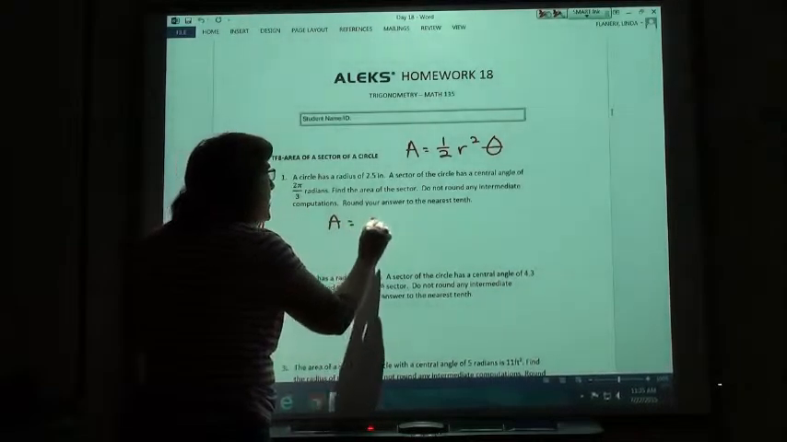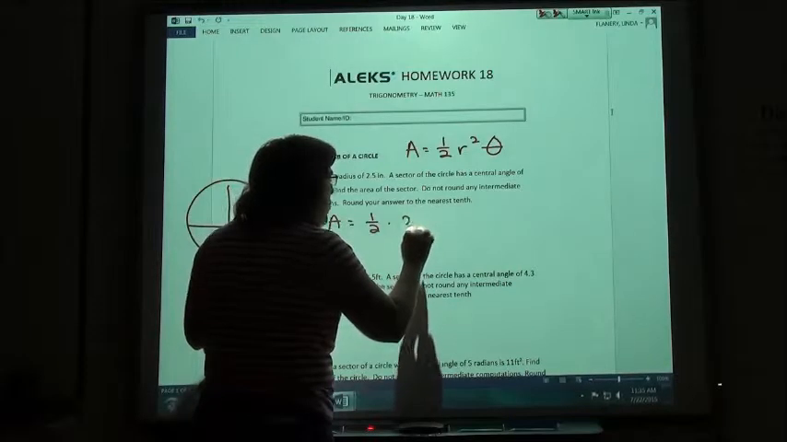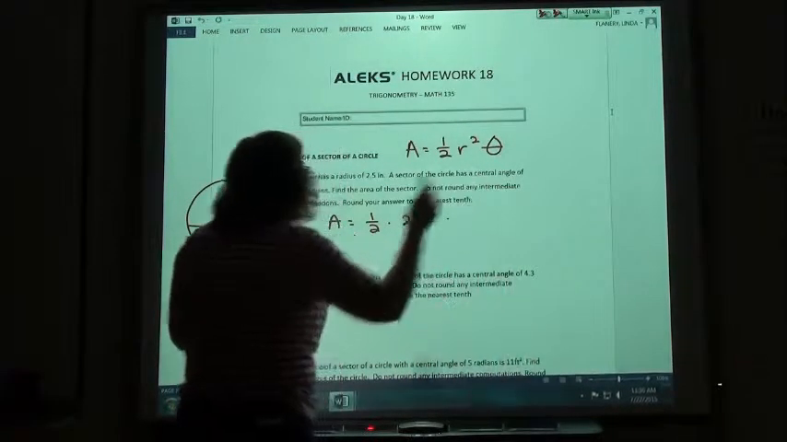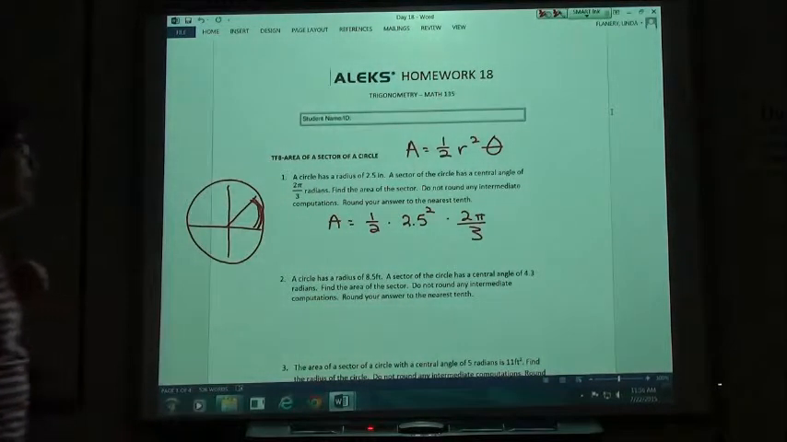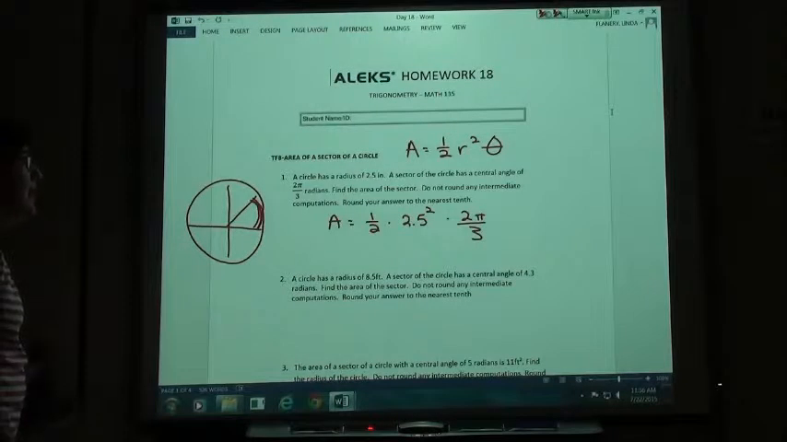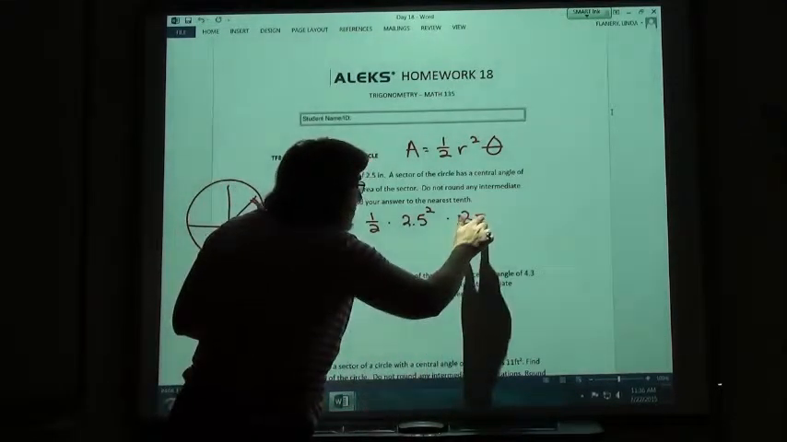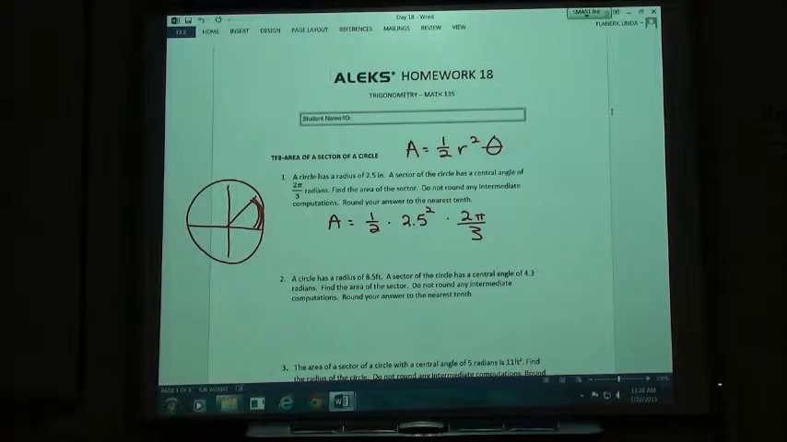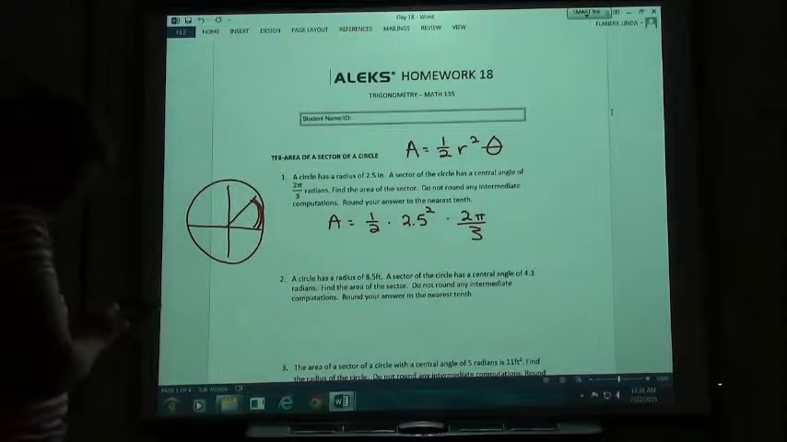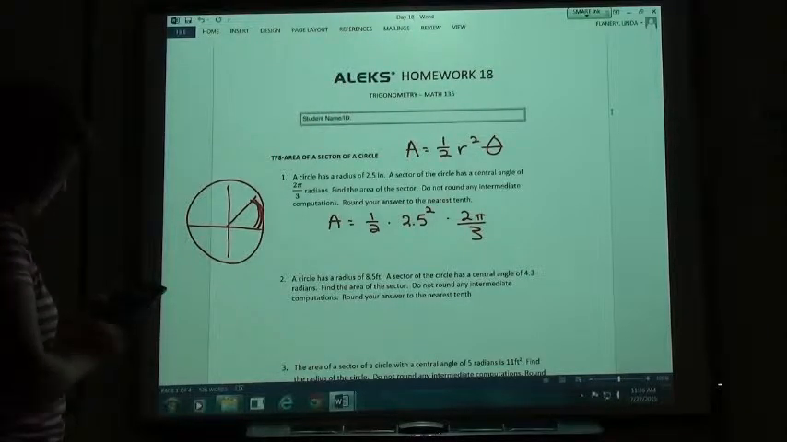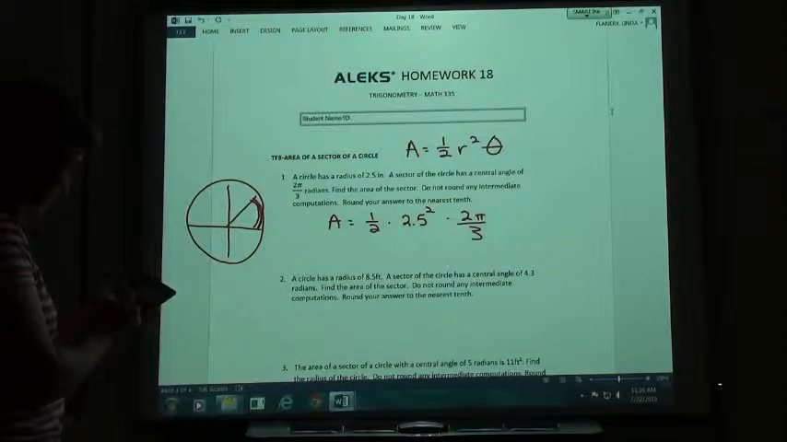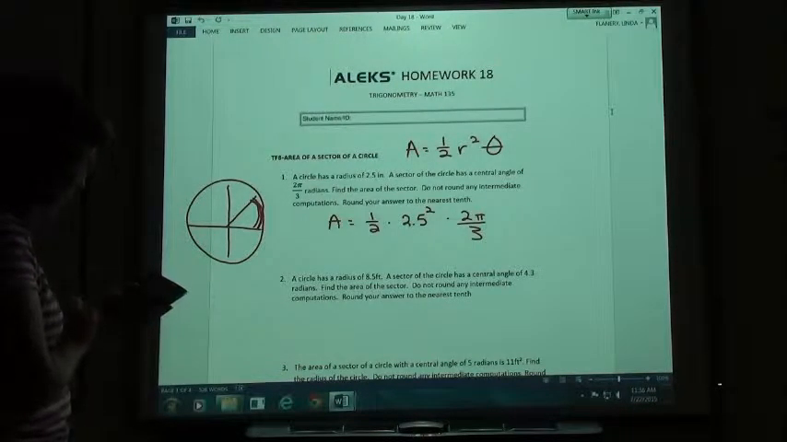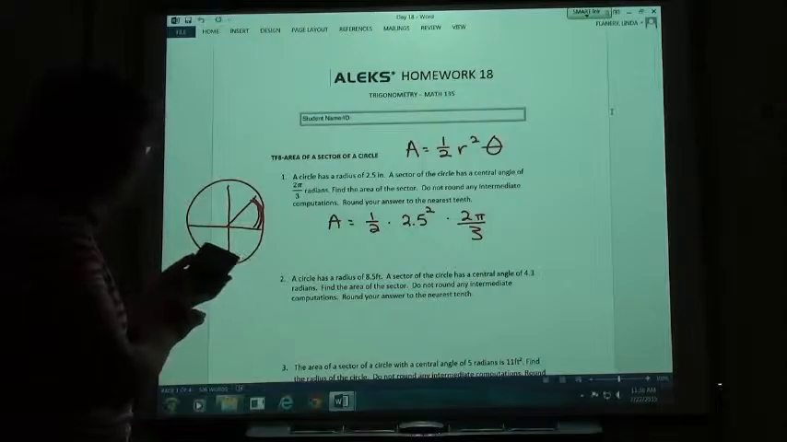So my area is equal to 1/2 times the radius squared, so 2.5 squared, times the central angle in radians, which is 2 pi over 3. So in this case, again, I would want to use the pi button on my calculator so I don't have to worry about rounding issues. I'm going to use the fraction button, 1/2, times 2.5 squared, times 2 shift EXP for pi, and then fraction 3, 2 pi over 3. You could use the division, but I'm just going to use the fraction.